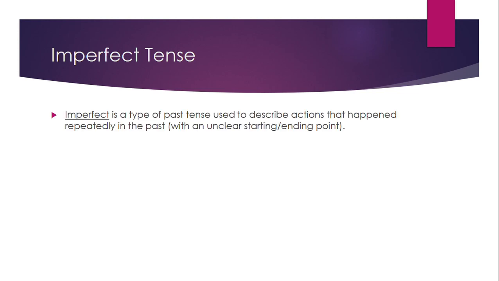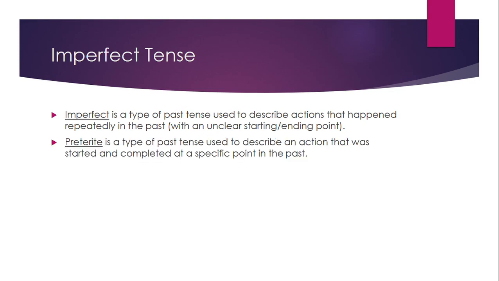First, the imperfect is a type of past tense used to describe actions that happened repeatedly in the past. Sometimes the start or end point is going to be unclear. For example, if I tell you that when I was younger, I always hung out with my grandparents. Right? So we know that's in the past. It's not currently happening, but we don't know exactly when that started, exactly when that ended. We don't know how many times it happened, but we do get the impression that it happened more than once. I said I always hung out with my grandparents. So that would be a clue that we're going to use the imperfect tense.